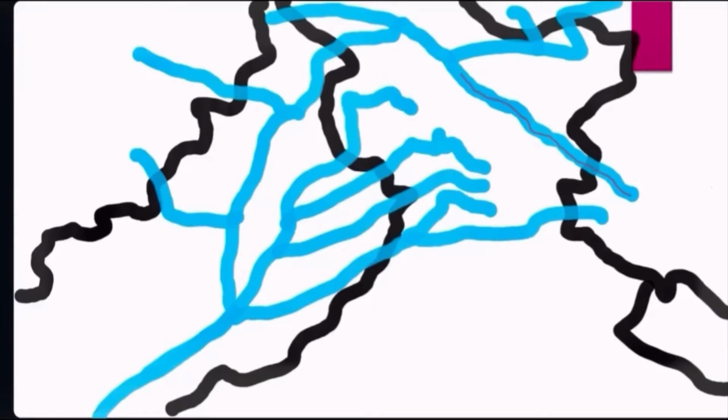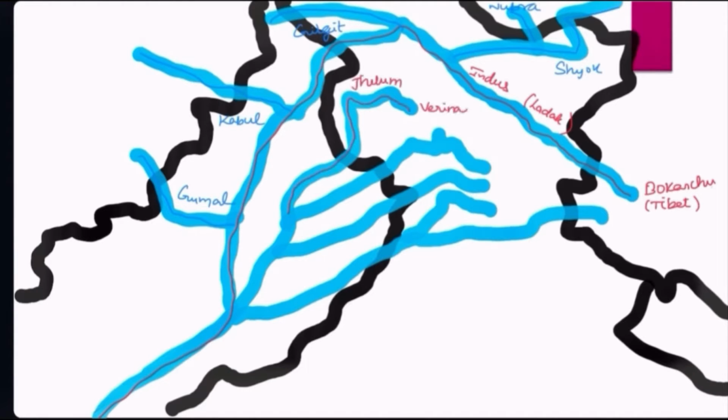Now let's learn the Indus left bank and right bank tributaries. Indus river originates from the Bokarchu glacier in Tibet, passes through the Ladakh region in Indian states. Its right bank tributaries are Shyok, Nubra, Gilgit, Kabul and Gomal. Now we see the left bank tributaries. Jhelum originates from Verinag, passes through Jammu Kashmir state. Then Chenab originates from the Baralacha Pass, passes through HP and Jammu Kashmir. Jhelum and Chenab join at Trimmu.